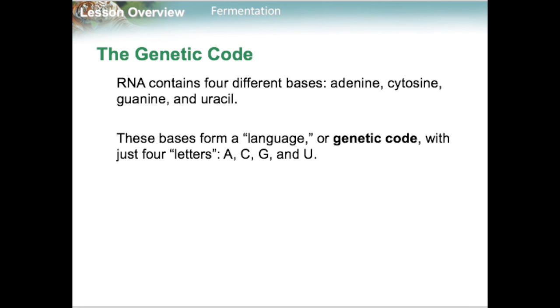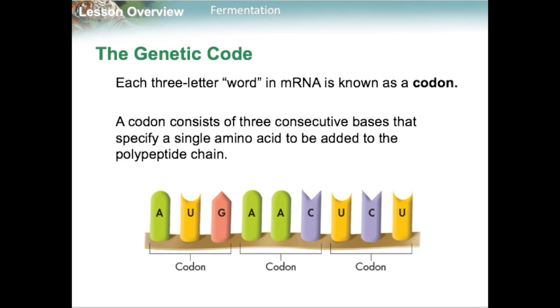Each 3-letter word in mRNA is known as a codon. So here you have a codon. This is going to be towards a specific amino acid. This is another codon, once again going to be towards another specific amino acid, and same thing here. A codon consists of 3 consecutive bases, and they specify a single amino acid that's going to be part of a polypeptide chain.